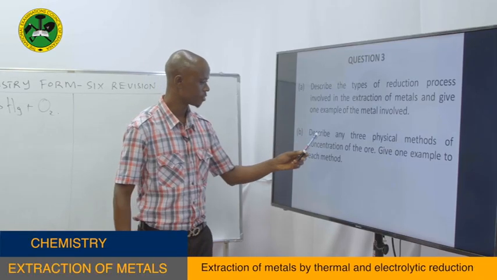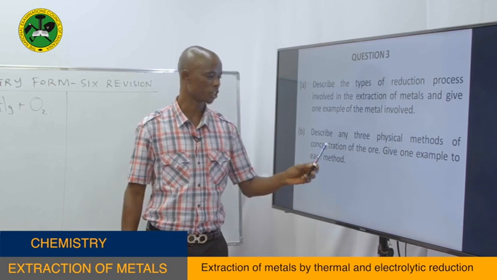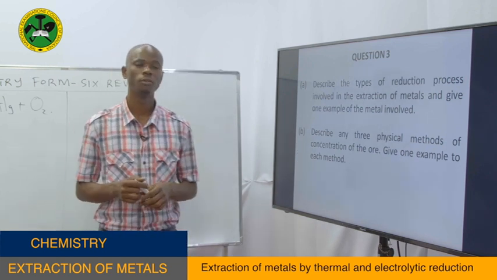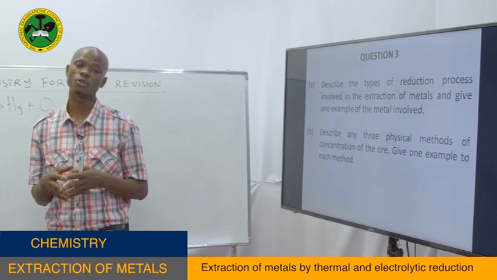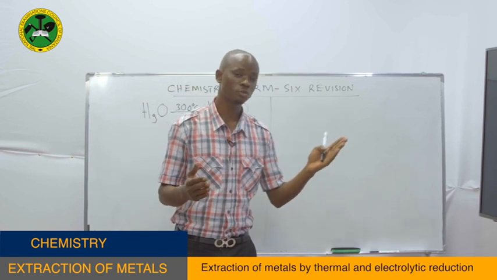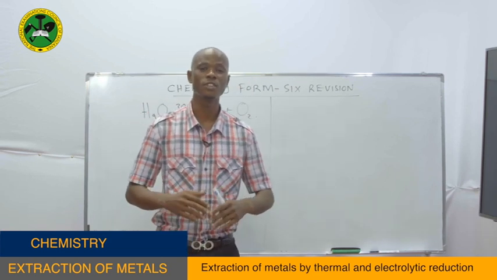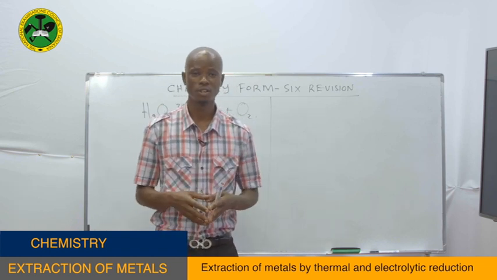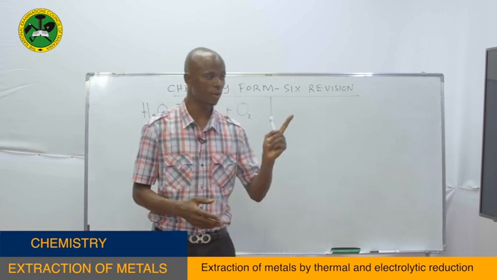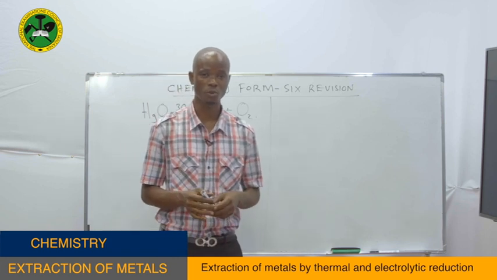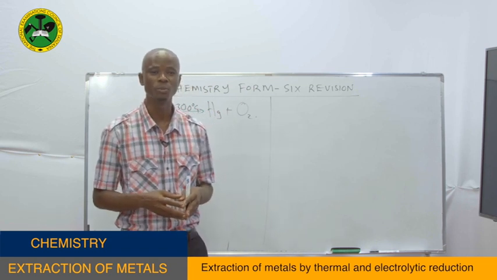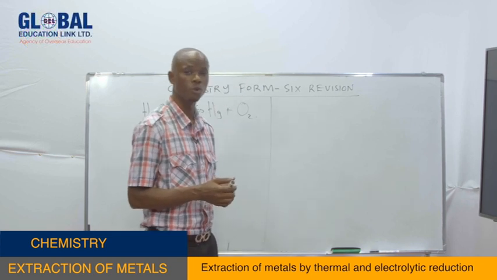Now, after we have seen question number 3, part A, we can go to question 3, part B. The question says, describe any 3 physical methods of concentration of the ore. Give one example to each method. That question is also very simple, my dear students. You can answer it in a very simple way. Concentration of ore, as we have seen, is the stage that involves the removal of earth impurities from the ore so that we can get the pure ore for the other processes of extraction to proceed. Now, if you are given that question to describe those three methods of concentration of the ore, the methods which are used to remove those earth impurities, what are you going to do? Let us describe together those three physical methods.